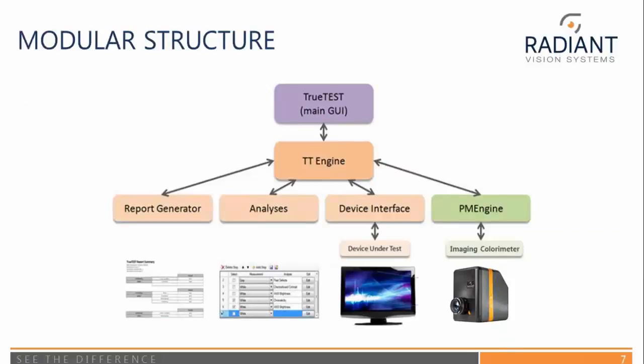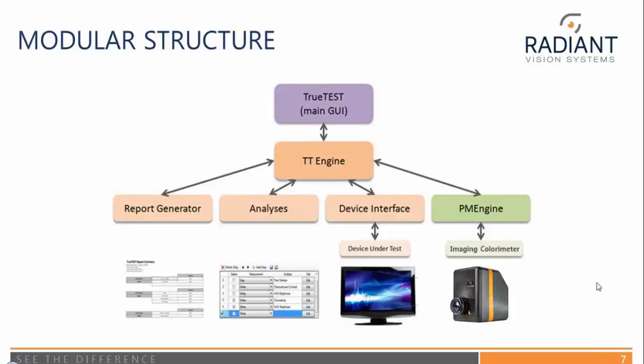So a little bit of overview of TrueTest, because we're going to be talking about it and showing it throughout this webinar. And I'm a software guy, and I can't help myself but explain some of the structure behind how TrueTest works. So there's a main engine that drives everything, but it's very modular. There are components that can be added and taken away from TrueTest as needed to help it fit into different automated production environments. Perhaps the only module that can't really be removed is the one managing the imaging colorimeter. That's the one in green on this slide.